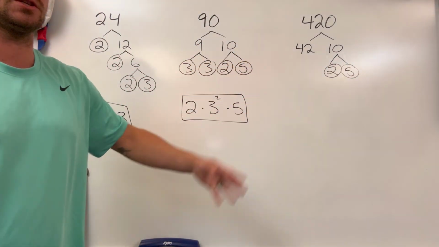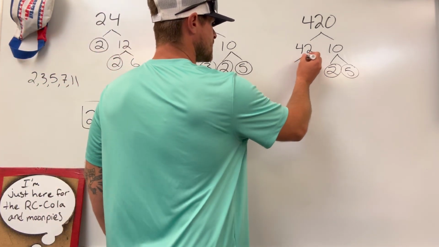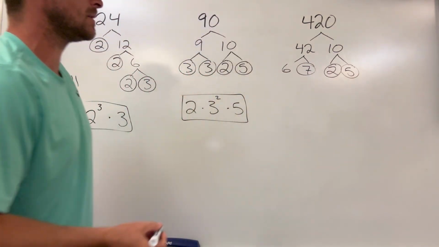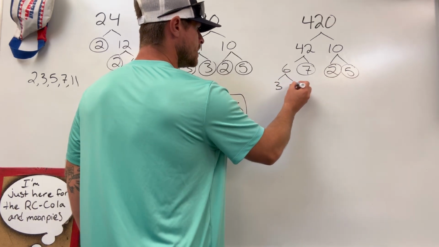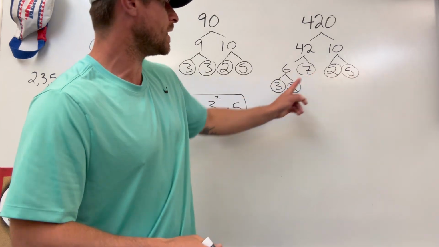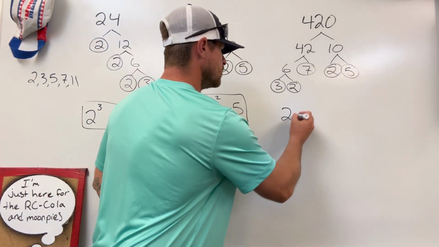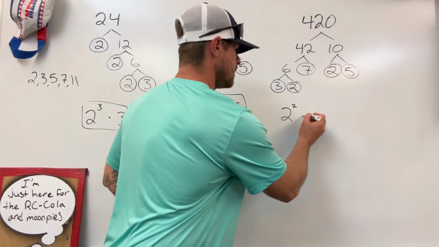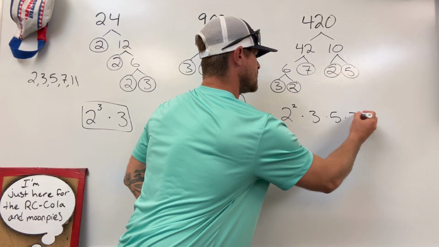42, how do I get 42? Well, what do we know? We could do 6 times 7. What do we know about 7? 7 is prime. Nice. There we go. Now 6 splits into a 3 and a 2. Also primes. So now look at everything you have circled. You've got a 3, a 2, a 7, a 2, and a 5. How many 2's do we have? We're going to say 2 squared. We've got 2 of them. We've only got 1 3. We've only got 1 5. And we've only got 1 7.